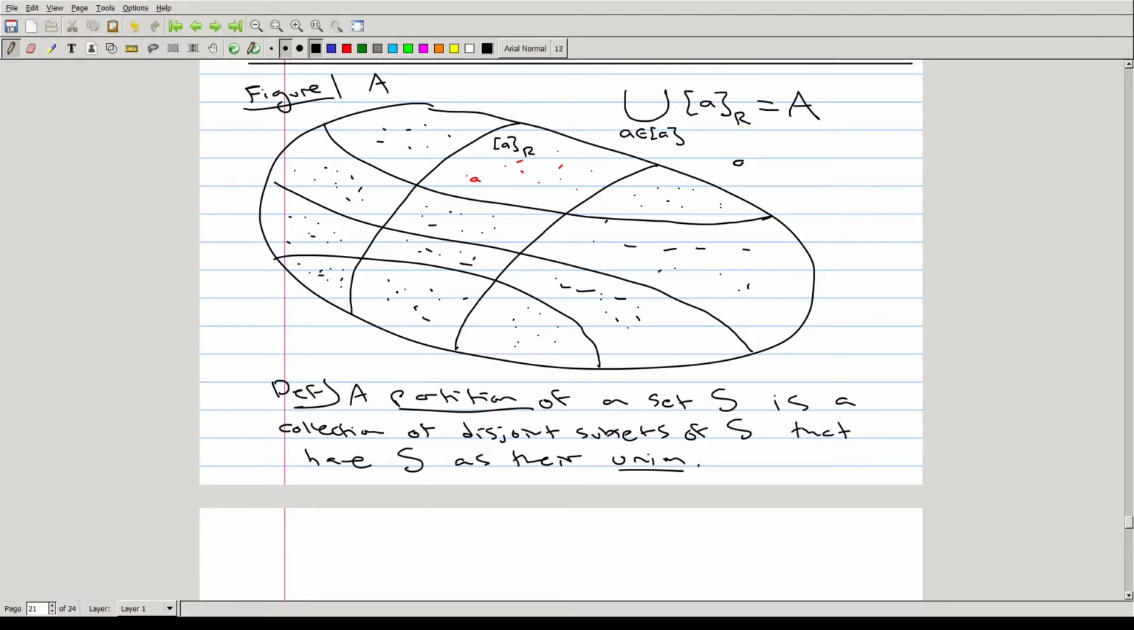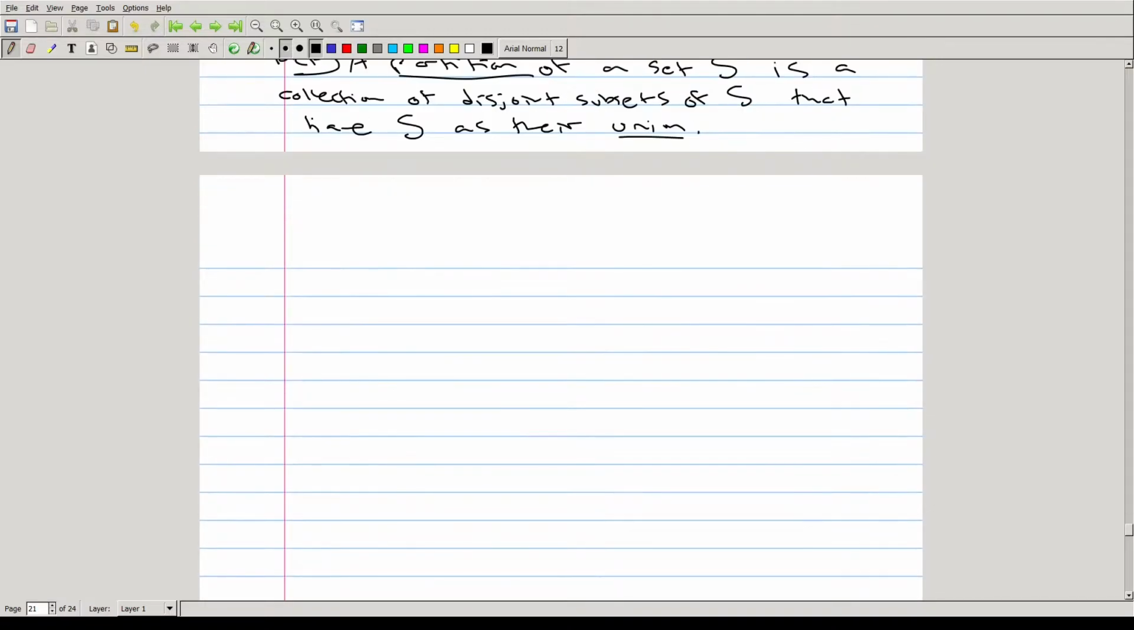So if A is not equivalent to B, the equivalence class of A and the equivalence class of B are going to have an intersection that is the empty set. They're disjoint from one another. So each of these equivalence classes is going to be disjoint, and their union is directly the entire set A. So this is exactly a partition.